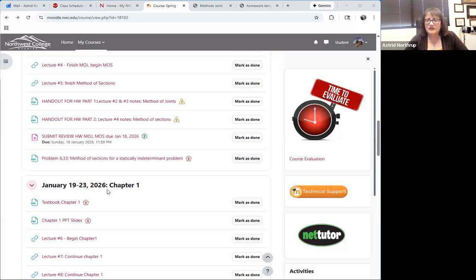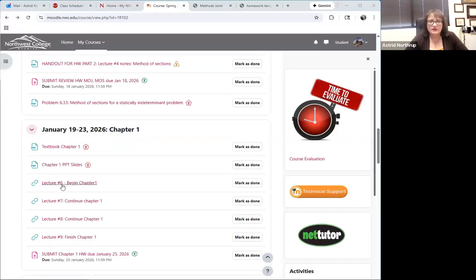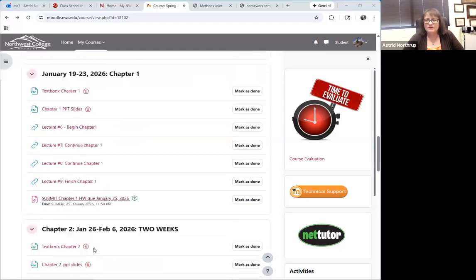Now, the next section is going to be where we start with chapter 1. I do have a posting of the textbook in case it takes you a little bit of time to get the textbook. I also have the PowerPoints, and then I have the lectures. So for example, if you're looking at the lectures and you cannot clearly see the PowerPoints, or if you want to supplement with the PowerPoints, you can just pull this open and have it open on your computer at the same time. Then submit homework number 1.